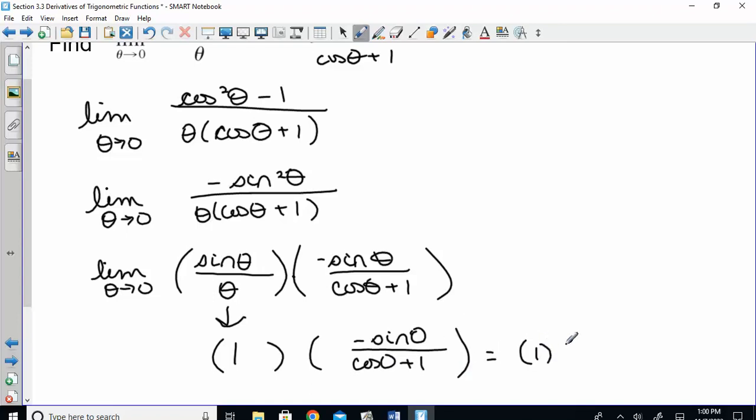What's the sine of 0? Wait, why is it 0 now? Because theta is approaching 0. Oh. Sine of 0 is 0. What's cosine of 0? 1. This is legal because 0 divided by 2 is 0, and 1 times 0 is 0. Questions on how I got to that point?